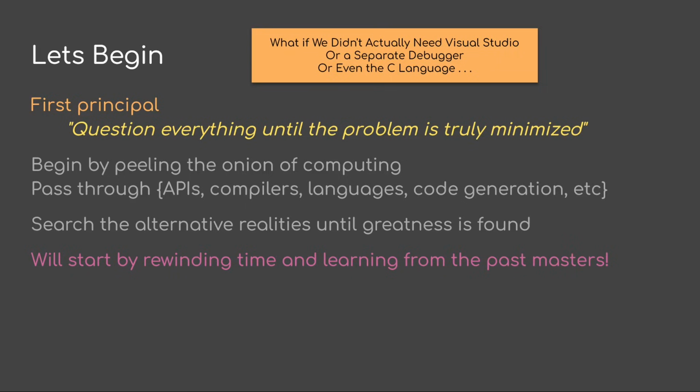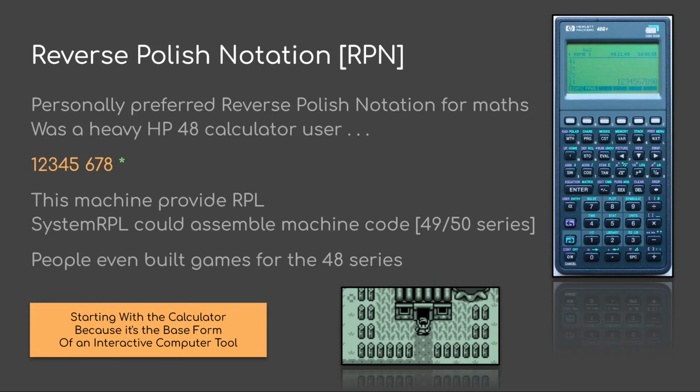Let's start with the first principle. Question everything until the problem is truly minimized. Begin by peeling the onion of computing, passing through APIs, compilers, languages, code generation, and so on. Search the alternative realities until greatness is found. And we'll start by rewinding time and learning from the past masters. We'll start with the most basic interactive computer tool, the calculator.